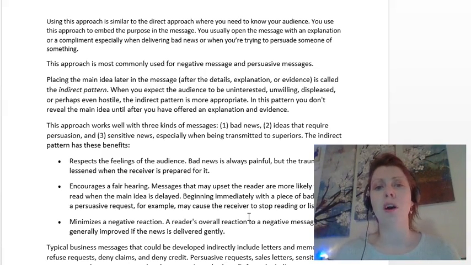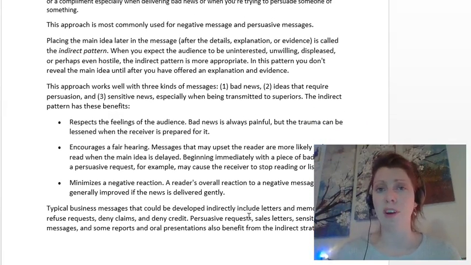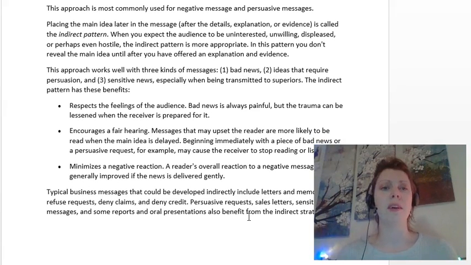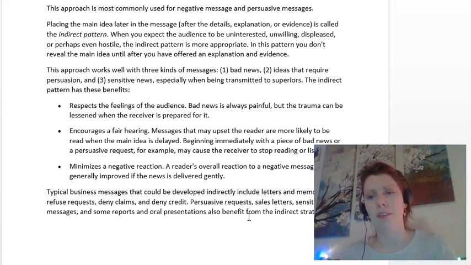This approach is most commonly used for negative messages and for persuasive messages, which we will talk more about in class. So placing the main idea later in the message or after the details, after the explanation and evidence, is called the indirect pattern. And when you expect the audience to be uninterested, unwilling, displeased, hostile, grumpy, whatever, then this is a much more appropriate method to use. In this pattern, you don't have to reveal the main idea until after you have offered the evidence and the explanation. So after you have justified why you are writing this, then you tell them.